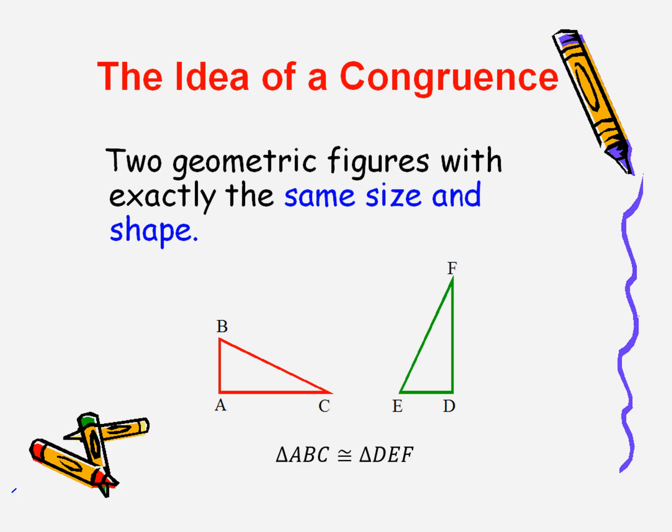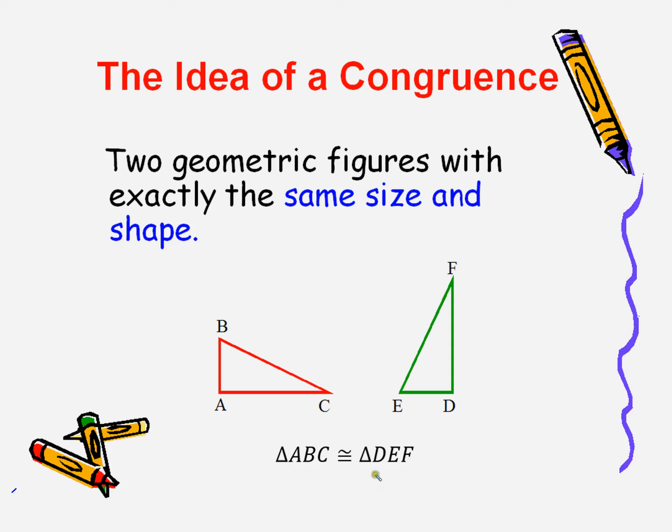So the idea of congruence, first of all, is just two geometric figures with exactly the same shape and the same size. Here you see the red triangle and the green triangle. And so triangle ABC is congruent to triangle DEF. Now please remember the order that this is written is important.